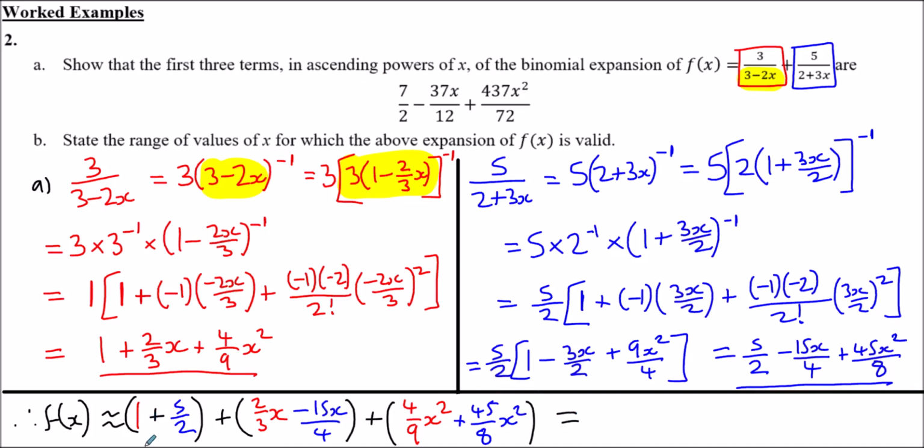This one, I don't think you really need a calculator for. I mean, you can if you want to. 1 plus 5 over 2, 2 halves plus 5 halves gives you 7 halves. This one here, 2/3 minus 15 over 4, what does that give us? Well, again, this is where the calculator comes into play.